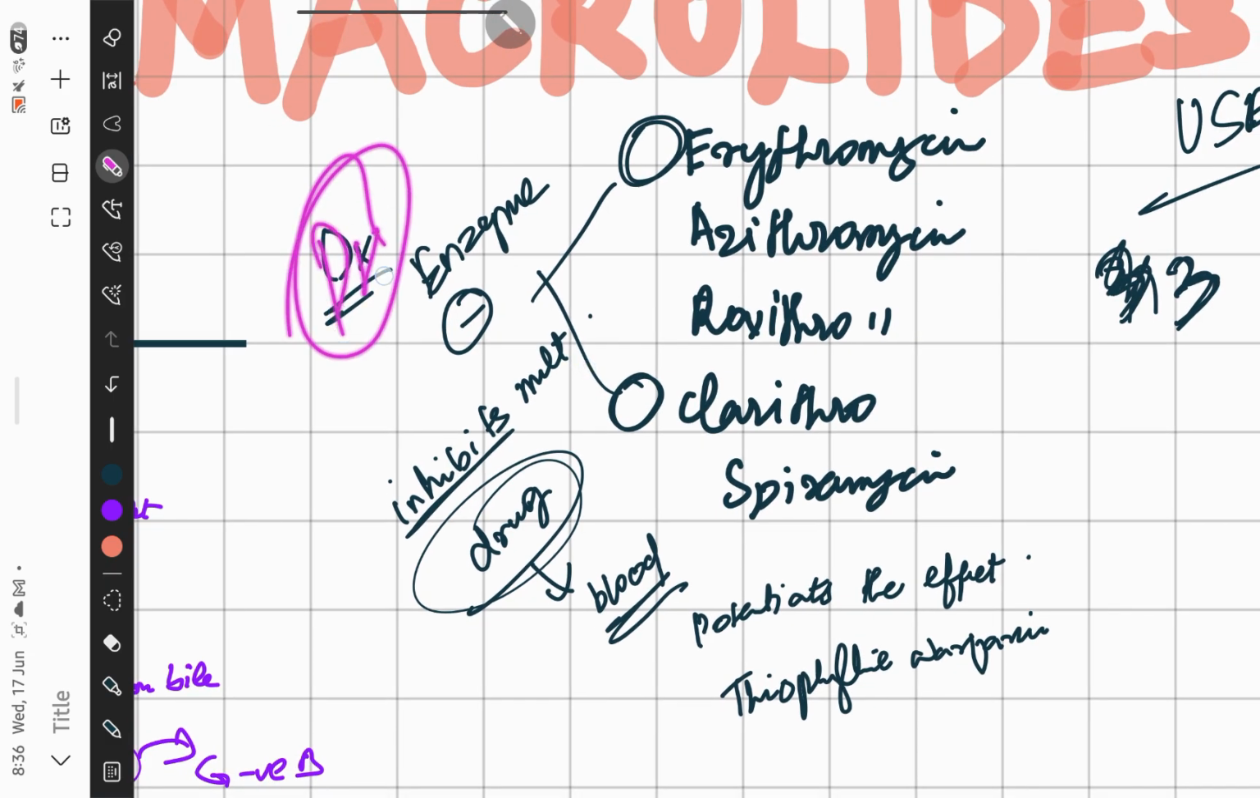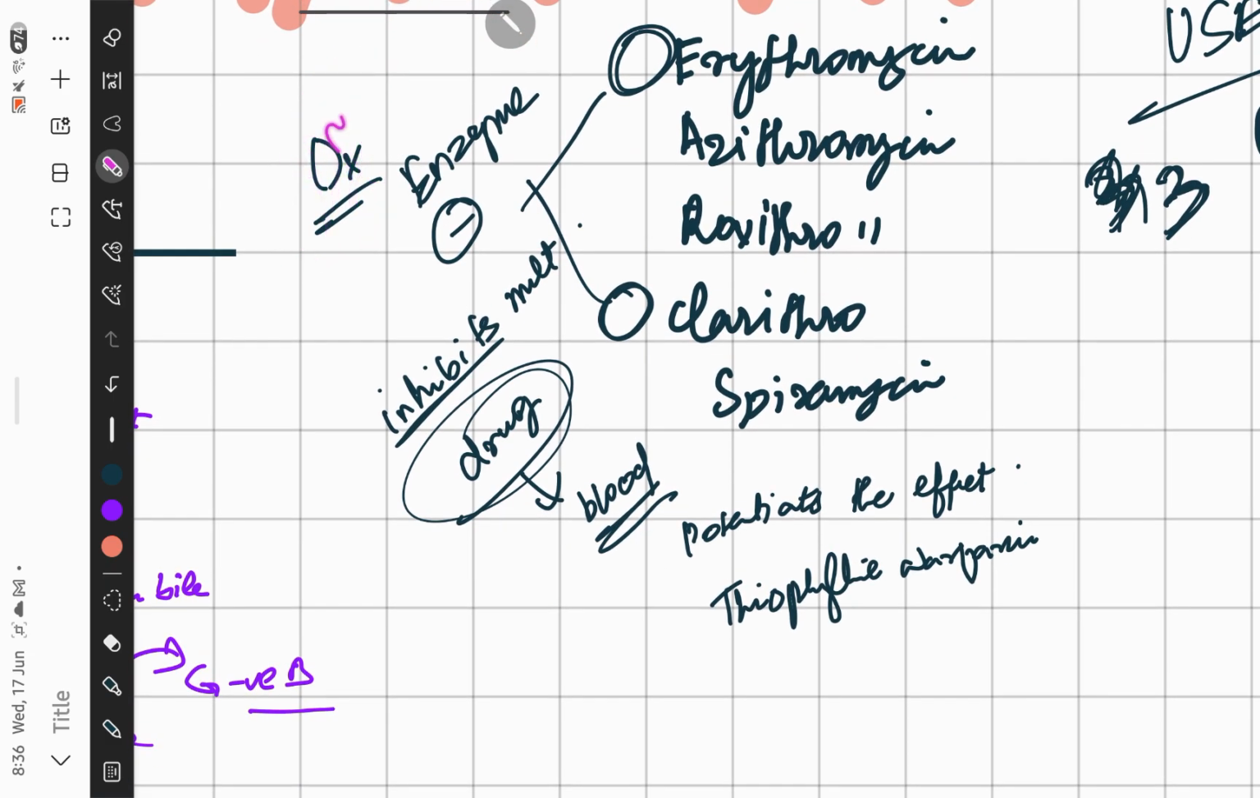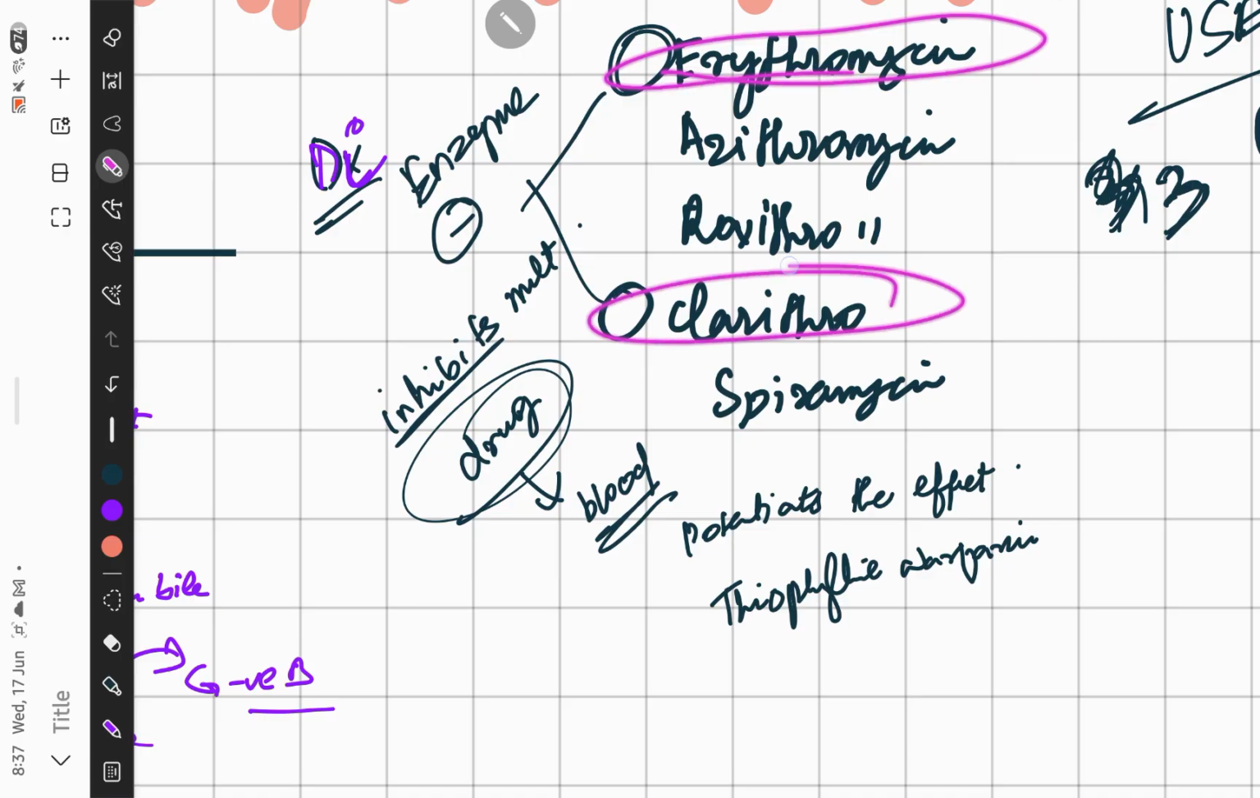Now let's go for drug interaction. This DX is drug interaction. You can write DI, or else you might think diagnosis, so I'll change it to DI. Erythromycin and clarithromycin are enzyme inhibitors.